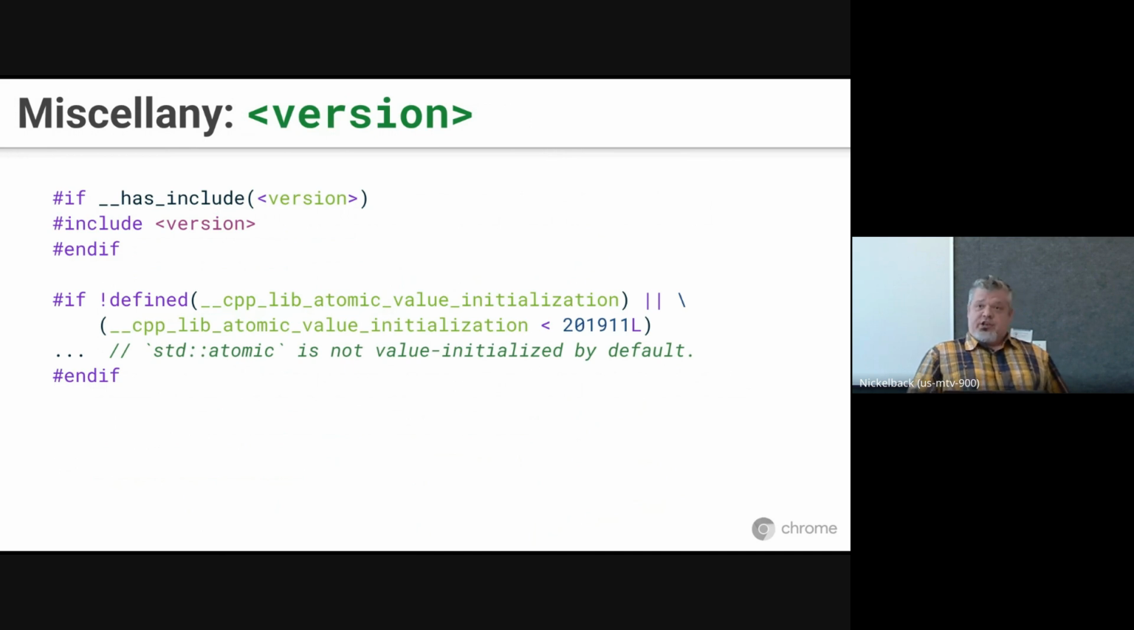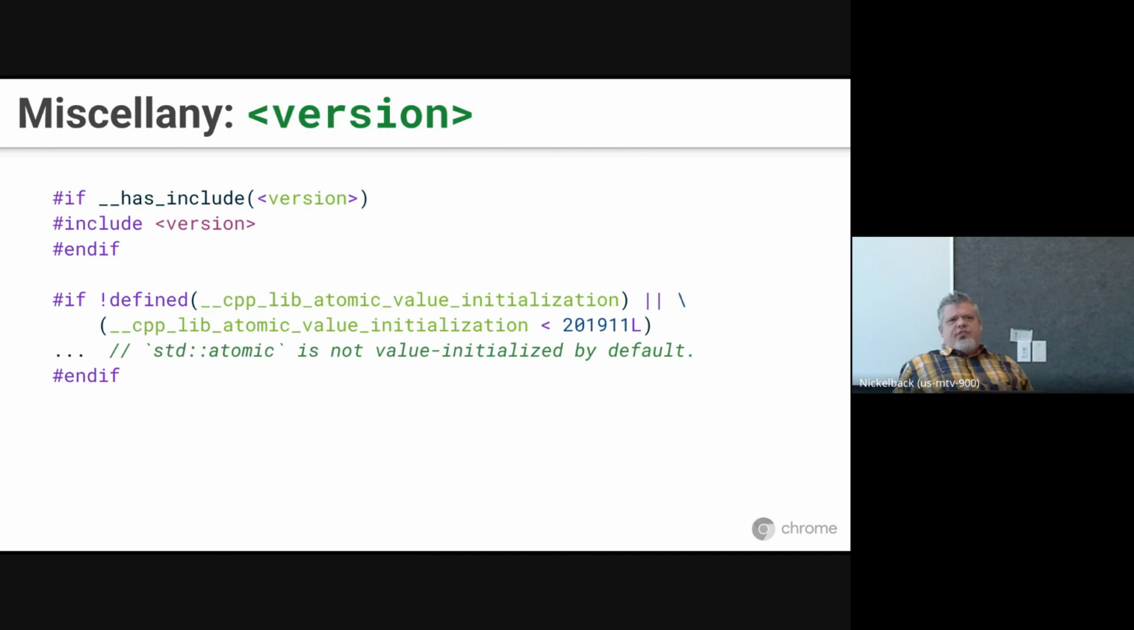Let's see. There's a version header. If you are a web developer, you are likely familiar with the concept of feature testing for individual feature support, instead of just looking and saying, hey, am I on Internet Explorer 6 or above, or something like that. You test for, can I use the such and such feature? The version header is now here.